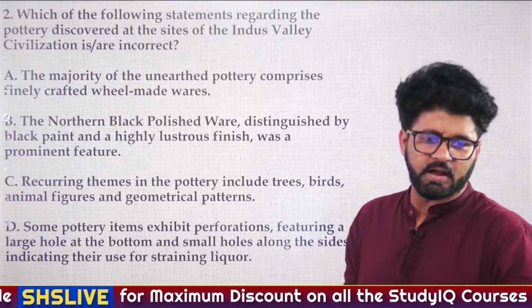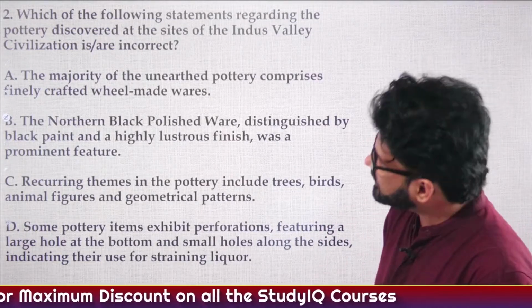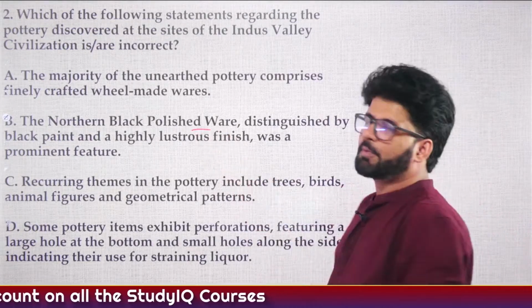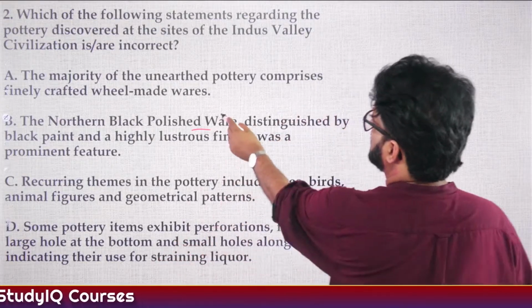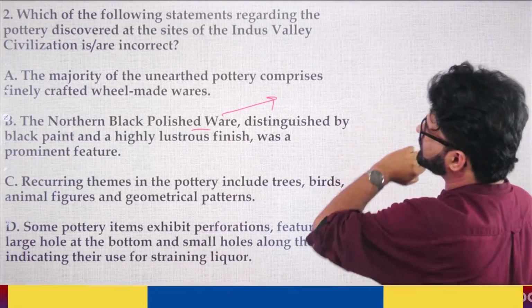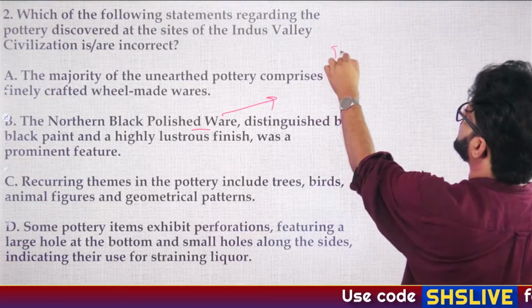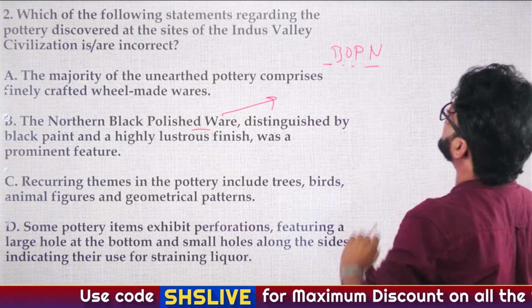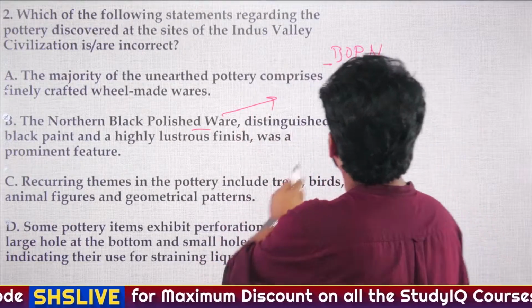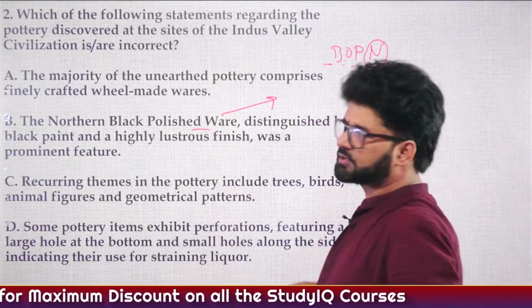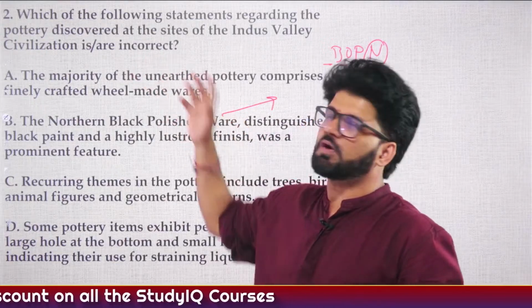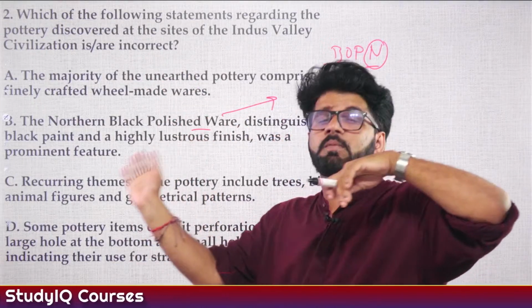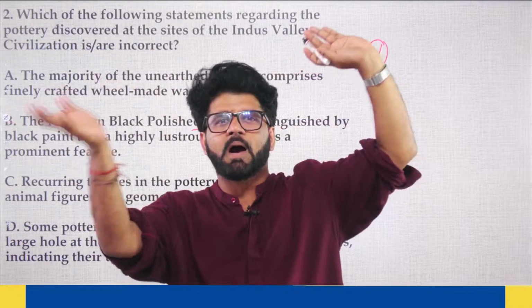Guru has given the answer. And yes, the answer is B, northern black polished ware. Bro, we have talked about pottery when we discussed the Chalcolithic and IVC lecture. The mnemonic is BOPN. Black and red ware, ochre colored pottery, painted grey ware, northern black polished ware. Northern black polished ware came at the last. It did not arrive during the period of Indus Valley civilization. It arrived much later, around 600 BC, around the Mahajanpad period.